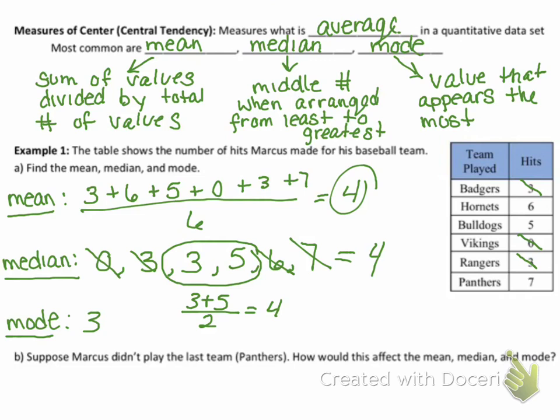So let's talk first about his mean. How would it affect his mean, his average? Well, being that the Panthers is where he got his most hits, that was raising his mean. So if I took that away, I would say his mean would decrease, probably by a good chunk, not too much. His median would also decrease.